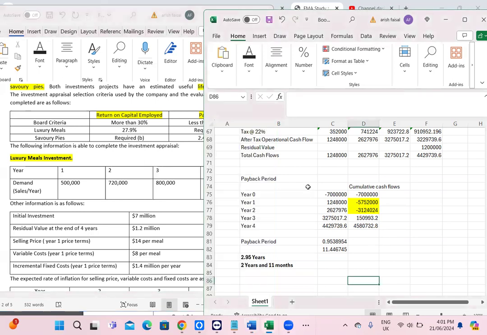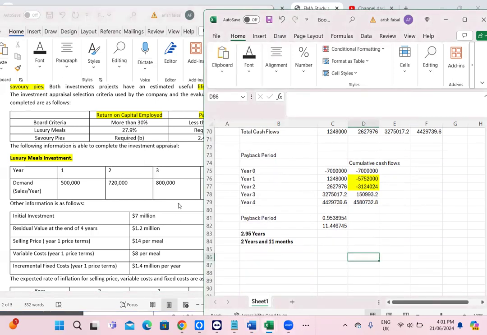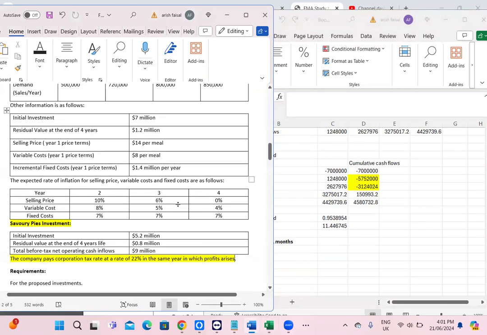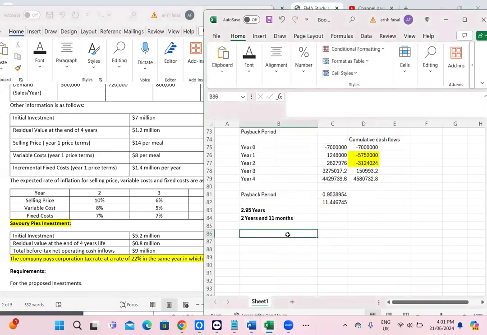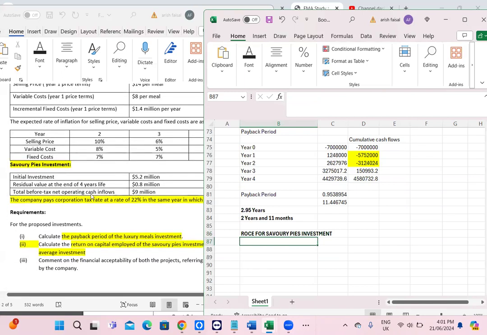Okay. So now once we have done with the payback, we can find out the ROCE for the second part of this question, for the savory pies investment. So when you're finding out the ROCE, you need the profits. You don't need the cash flows actually. And you need to see what the question is giving you. So if you look at this question, they have given you the cash inflows. It's before tax, so it's good because in ROCE we use the operating profit, so we use the profit before interest and tax.